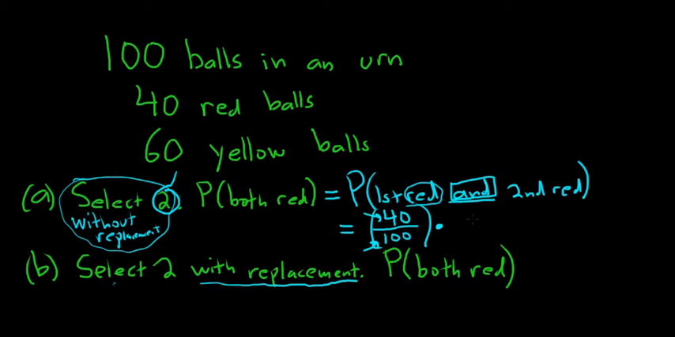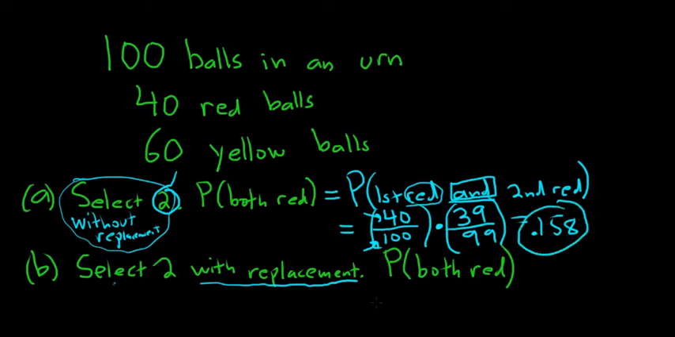We want the next ball to be red. Well, now we've taken a red ball out, so there's only 39 ways to pick a red ball, and there's only 99 ways to pick a ball. Okay, so I'm going to put this in the calculator. 40 over 100 times 39 over 99. I got 0.158, rounding to 3 decimals, so 0.158.